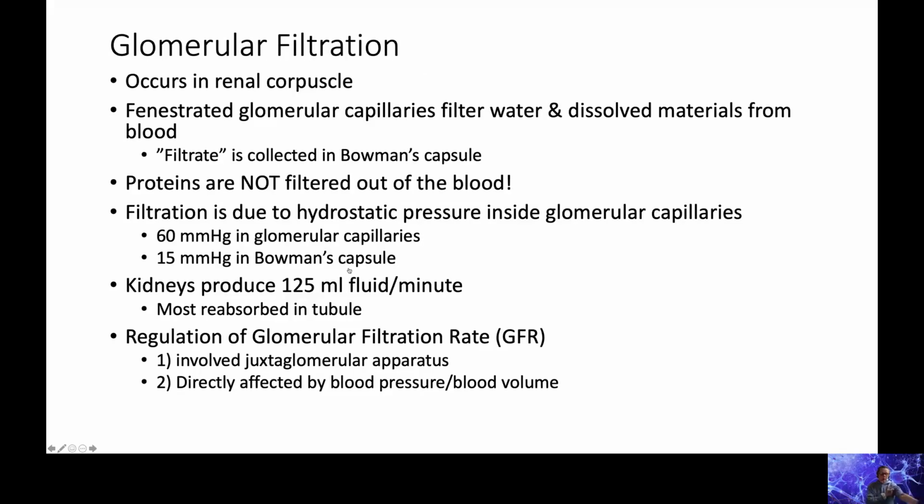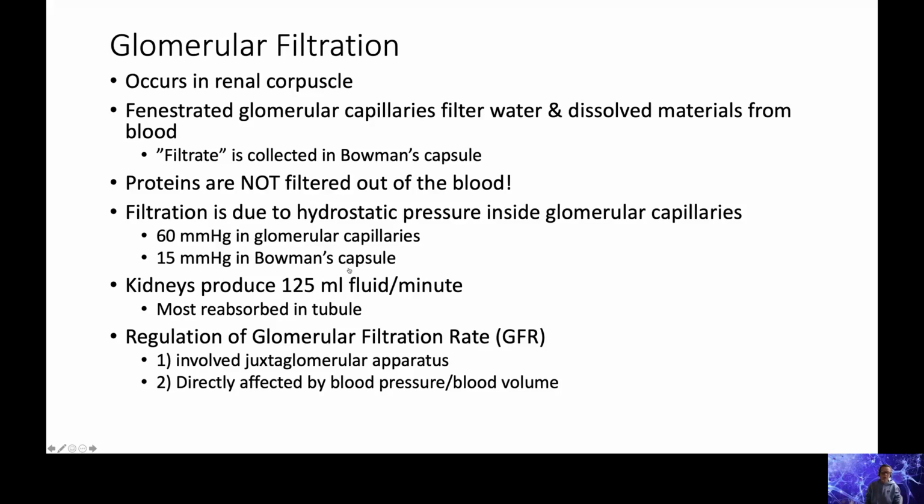So we know that the glomerular filtration process is going to occur in the renal corpuscle. You will remember that the glomerular capillaries are fenestrated. So they're going to filter dissolved materials and water from the blood. That filtrate will go into the Bowman's capsule. Remember that proteins are big. They're not going to get filtered out of the blood. Filtration is due to that buildup of pressure between the afferent arteriole and the efferent arteriole. I will not ask you those numbers on a test.